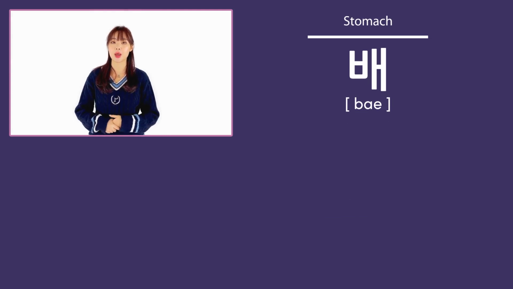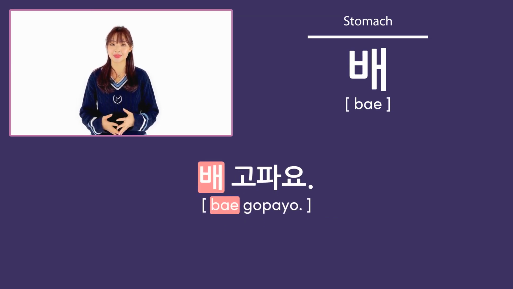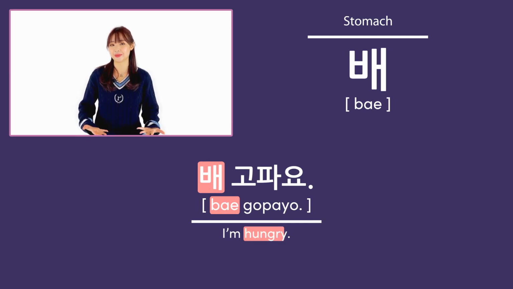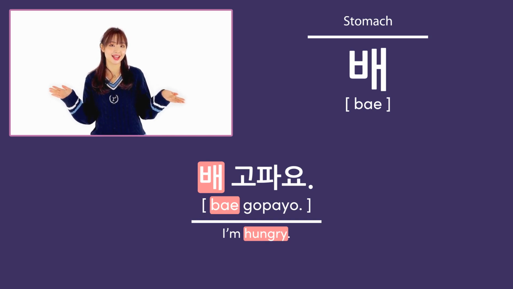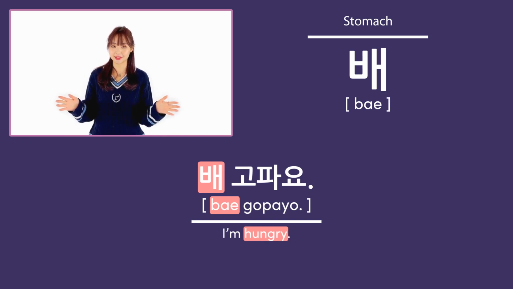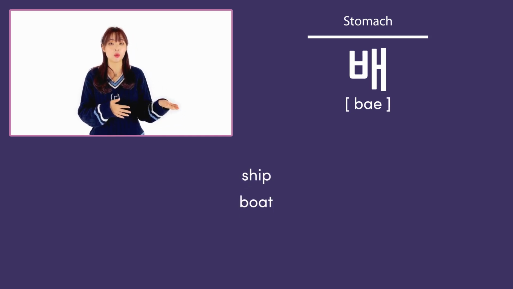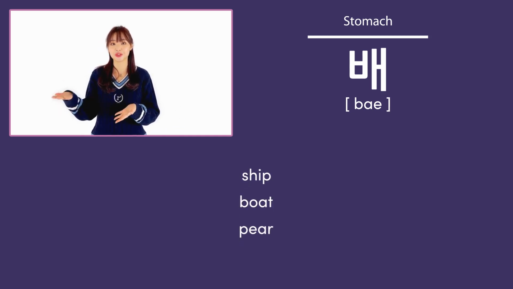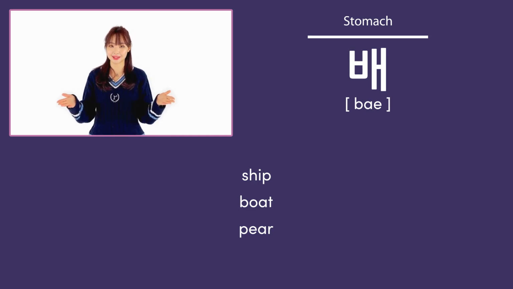Stomach. 배. You can say 배고파요 when you're hungry. This sentence means I'm hungry. Remember when I said earlier that a word can have multiple meanings in Korean? This word has other meanings. It can also mean ship, as in a boat, or pear, as in the fruit. You can find out the meaning based on the context.